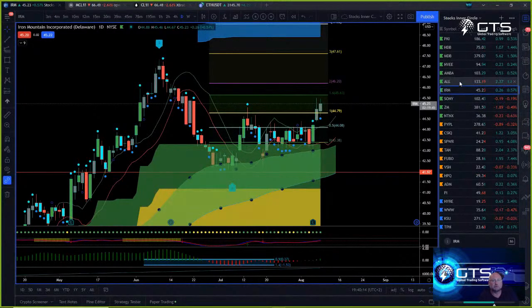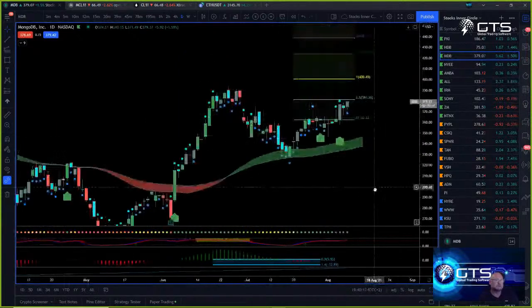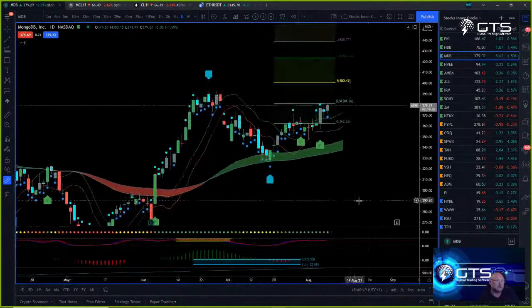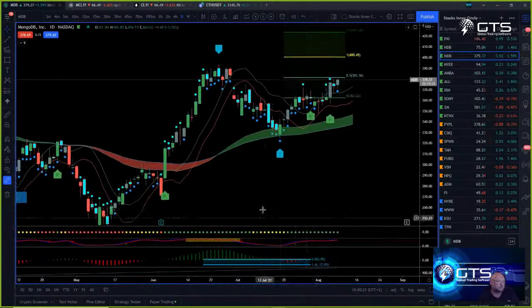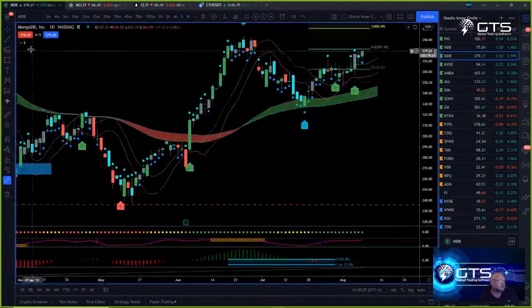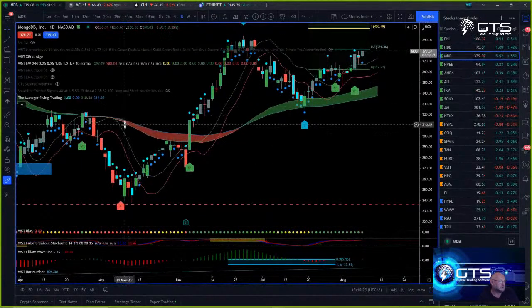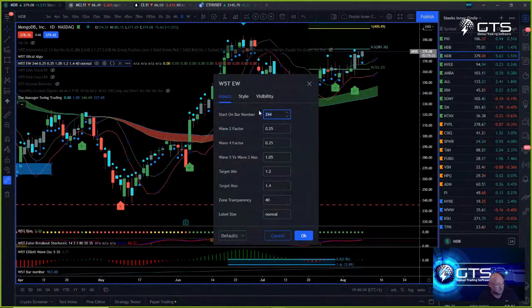Let's have a look at some of the others. MDB. So MDB, it is a fifth wave move. It's on the daily. I've just got to change the bar count number there. 5895.